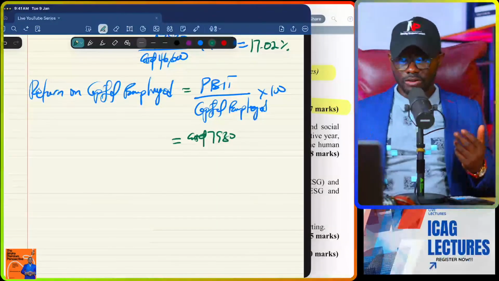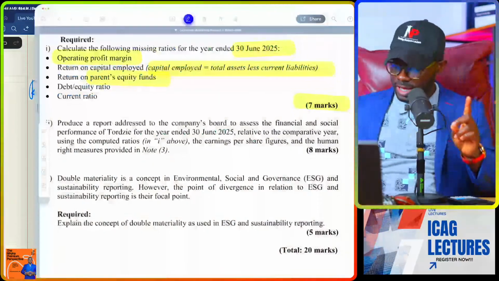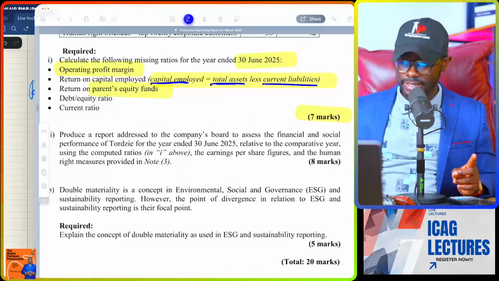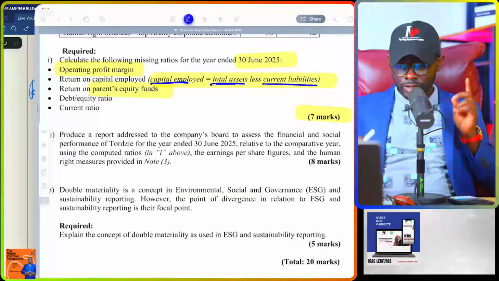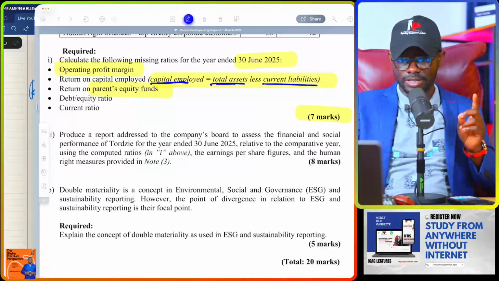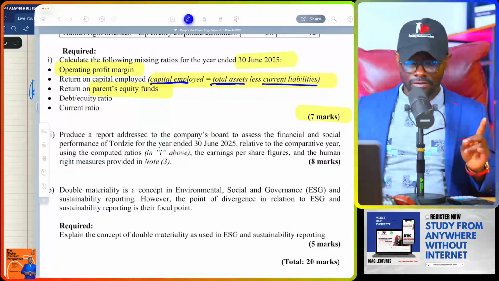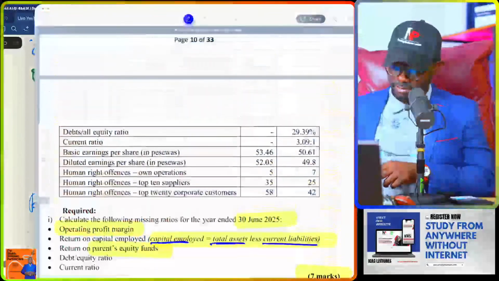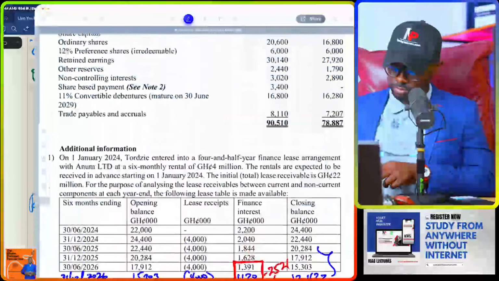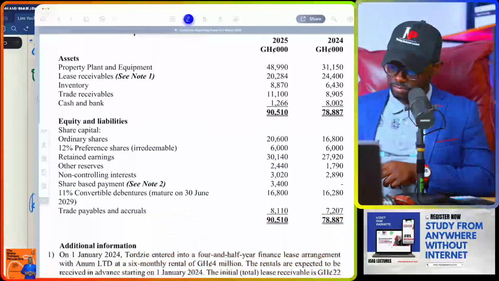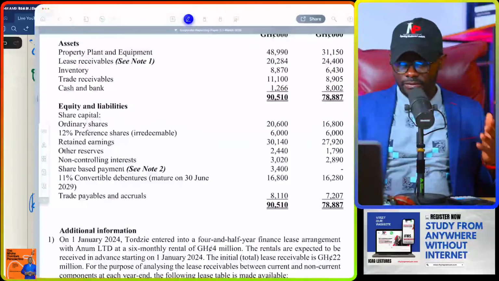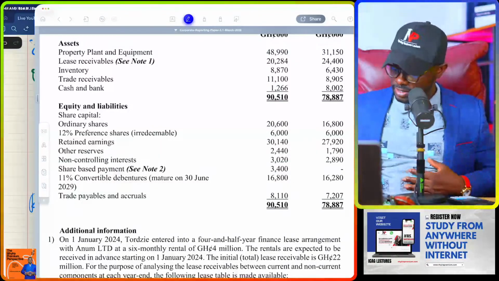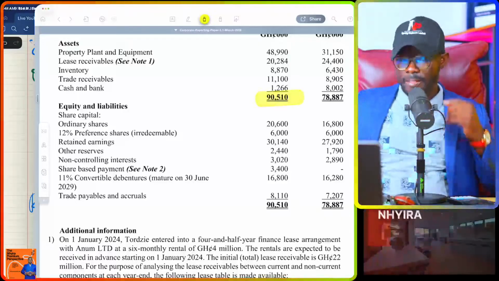But we need to calculate the capital employed. Remember, the examiner said the capital employed should be total assets less current liabilities. Total assets less current liabilities. So I need you to pay attention carefully here. If we come back here, you can see for the entity, they have their total assets to be 90,510.